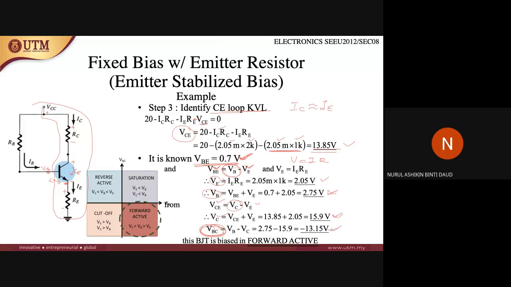So for this BJT, if they ask you to comment on the BJT, how do you decide whether it is in reverse active, saturation, forward active, or cut off, which region it is in? Look at the values of VE, VB, and VC.